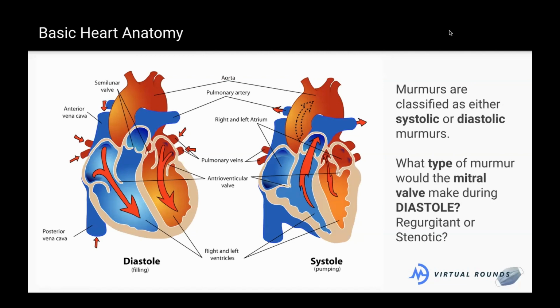So now let's do this question. What type of murmur would the mitral valve make during diastole? Would it be a stenotic valve or a regurgitant valve? So imagine that we're in diastole here. Look at this picture. If we're hearing a murmur, meaning abnormal flow through the valve, do you think we would hear a murmur here because it was too stiff or because it was too floppy and therefore blood was regurgitating through it when it shouldn't be? Would it be a stenotic mitral valve or a regurgitant mitral valve?